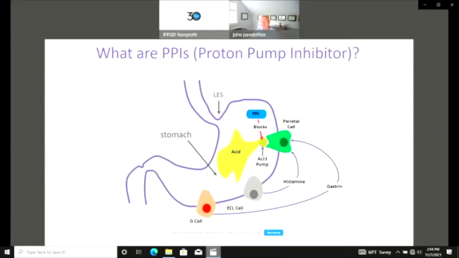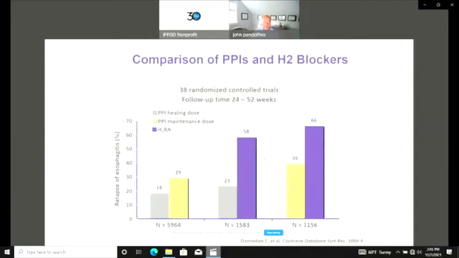Now, this is a little bit of a simplification of the slide because you really need to have that actual proton pump inhibitor in your system about 30 to 60 minutes before it can actually block the acid pump. And it actually has to come in through the parietal cell. So once again, a very important component of this is the timing with meals.